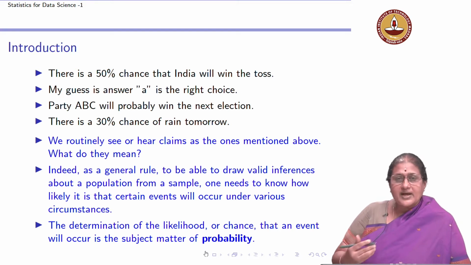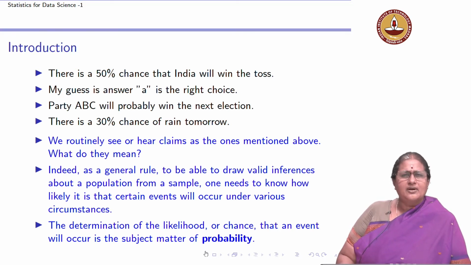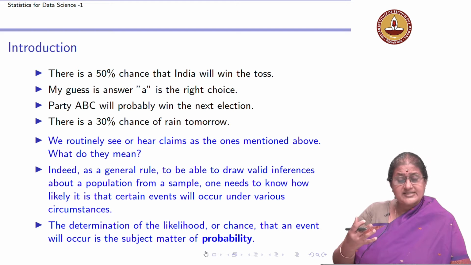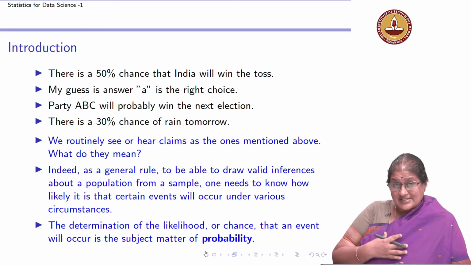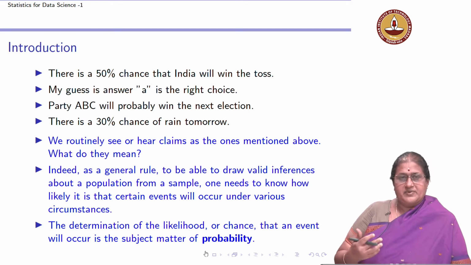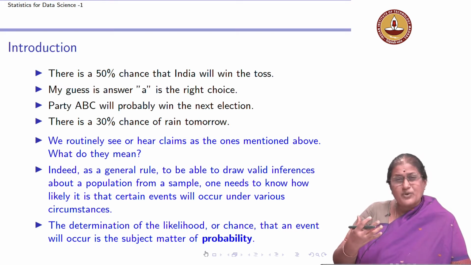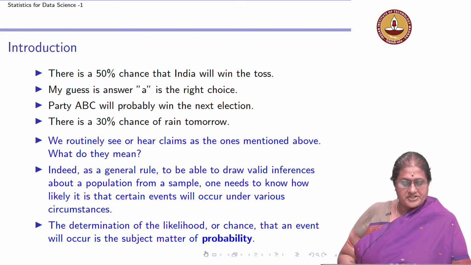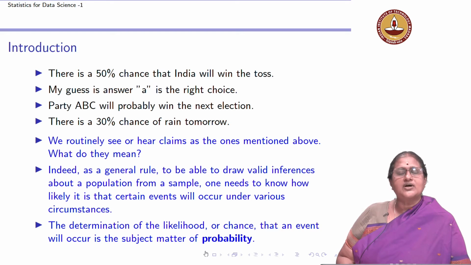If we do not know the answer to a multiple choice question, most of the time we guess an answer. Suppose I guess an answer A, then afterwards I want to say that, okay, I do not know whether what I have guessed is the right answer or not. Similarly, when we come to elections, we hypothesize that a party would probably win the next election. Similarly, we have also heard statements of the kind that there is a 30% chance of rain tomorrow.